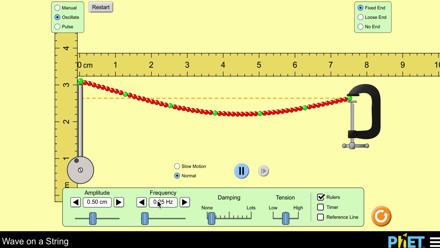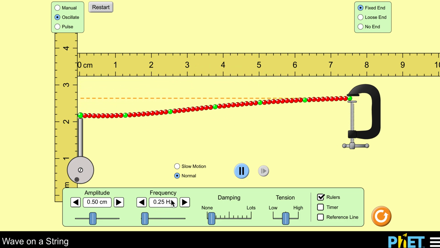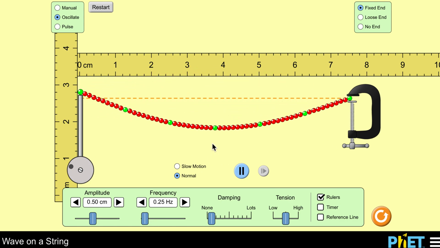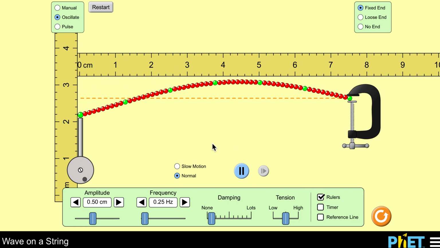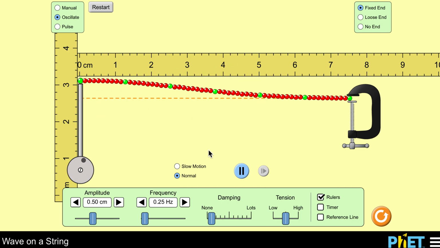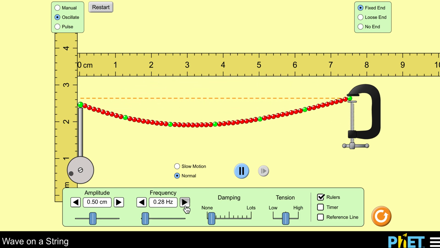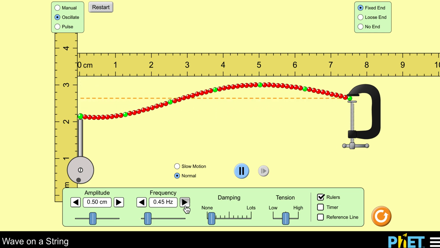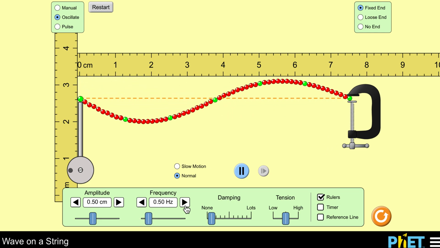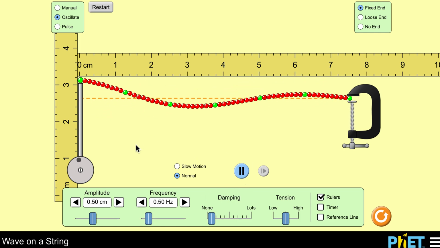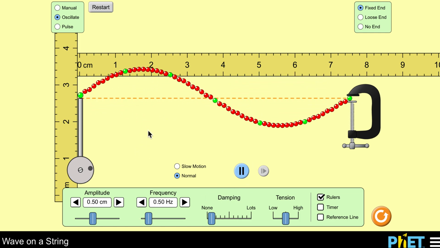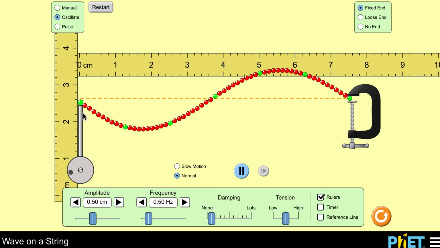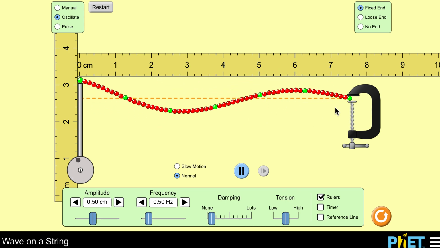Let's bump it up and look at second order standing waves. If 0.25 hertz produces first order, I wonder what frequency will produce second order, or 2 antinodes. Well, if you guessed that you doubled it, you would be correct. If we bump this up to 0.5 hertz, you see it gets a little funky there. But once we get to 0.5 hertz, we now have two antinodes. Here's one antinode, here's the second antinode, and now you see we have 3 nodes. There's a node in the middle, and the node at the end.